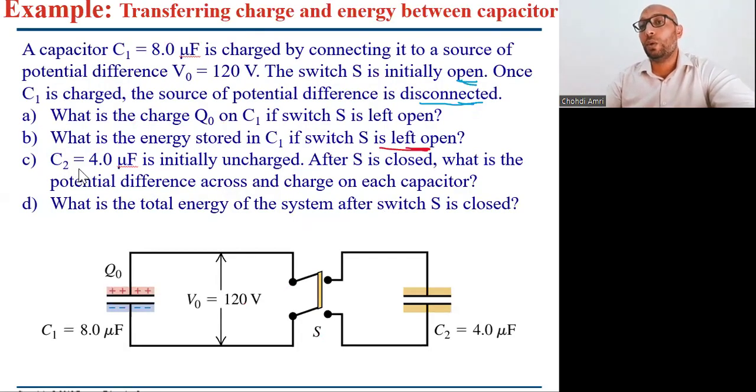Now, C2, which is equal to 4 microfarad, is initially uncharged. What happened to the switch? Now the switch is closed. What is the potential difference across, and the charge on, each capacitor? So this question is composed of two questions. It's asking about the potential difference after removing the battery and connecting the two capacitors in parallel, and it's also asking about the charge on each capacitor. So let's try to do it.